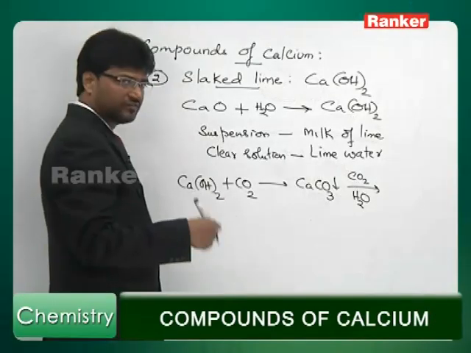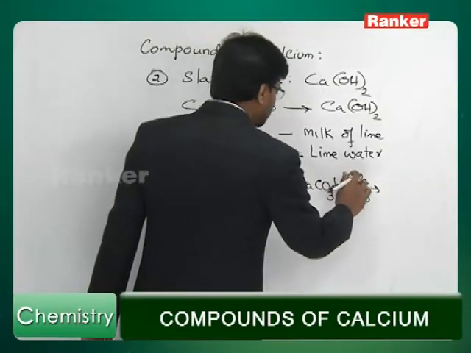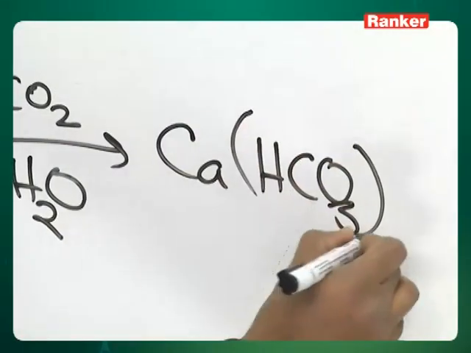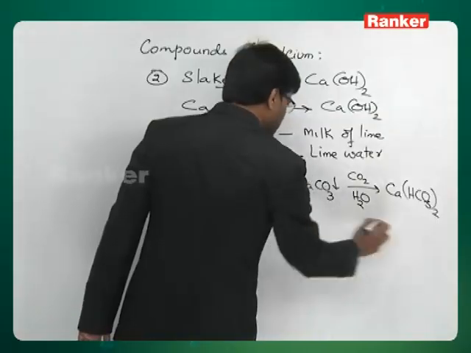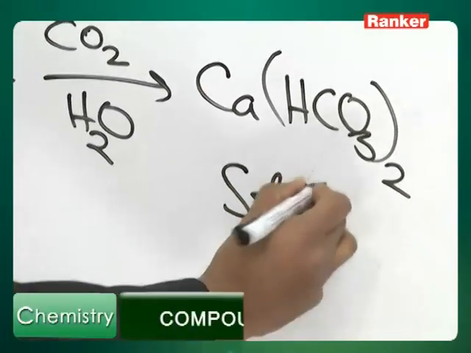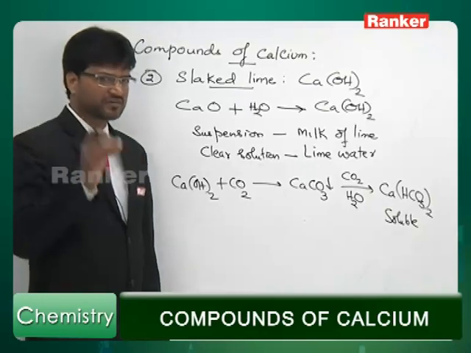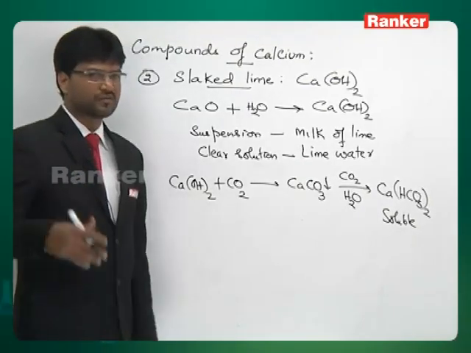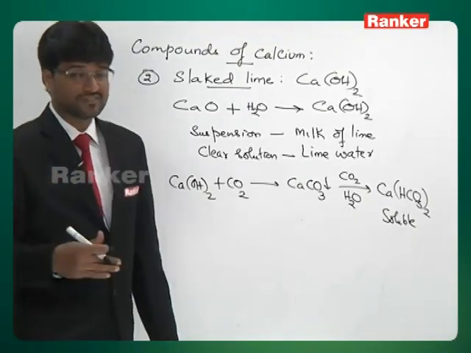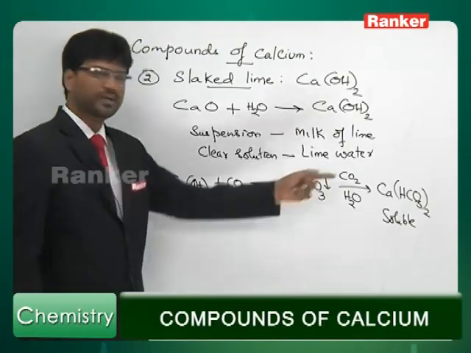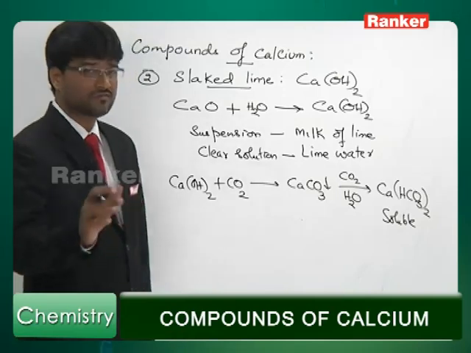If you continue passing carbon dioxide for a longer period, you end up with calcium bicarbonate. You once again get a clear solution. This is a soluble substance. So if you are testing carbon dioxide, see to it that you pass a limited amount of carbon dioxide through lime water, then only you get a white precipitate. But prolonged passing of carbon dioxide gives a clear solution of calcium bicarbonate. All bicarbonates, you know, are soluble in water.